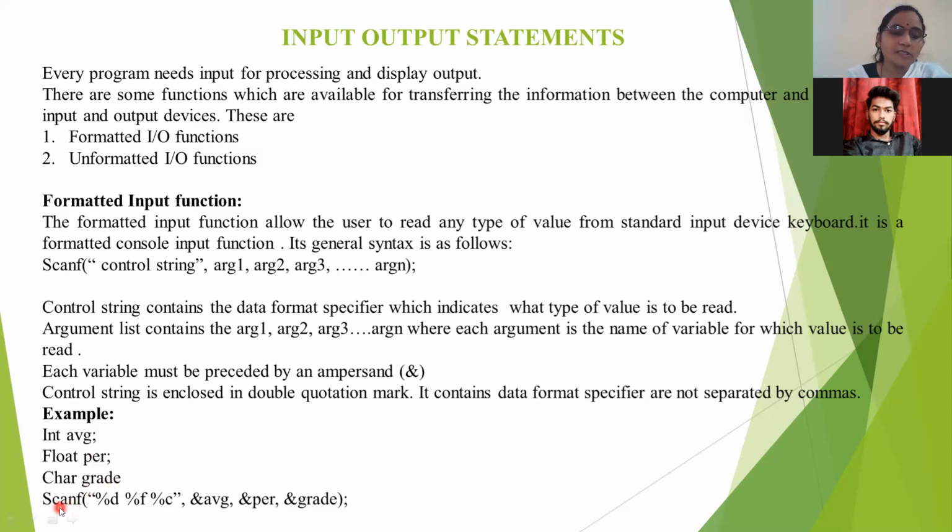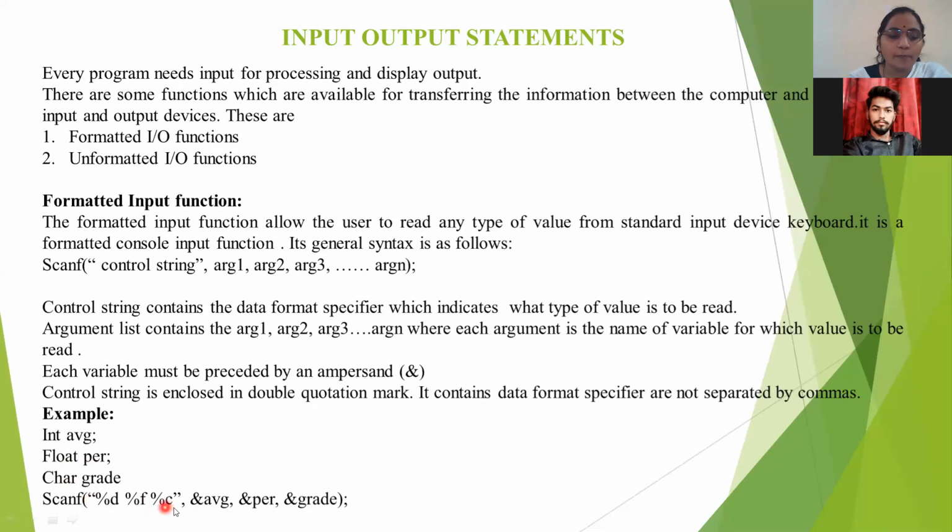Then how to use the scanf function? Scanf, and inside the double quotation marks I write the control string. The control string consists of the data format specifiers. As I have three different variables, average, percentage, and grade: the data type of average is integer, and for integer in the C language the data format specifier is %d. For percentage, I have taken the data type float, so for float %f is used as the data format specifier. And for character, %c is used as the data format specifier.